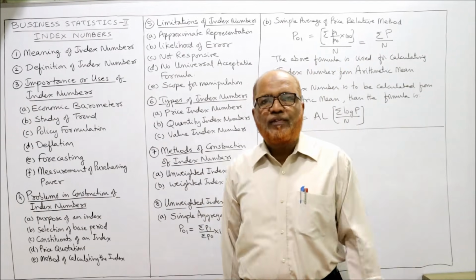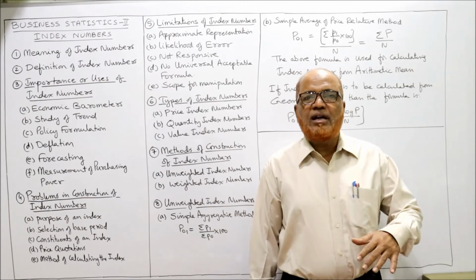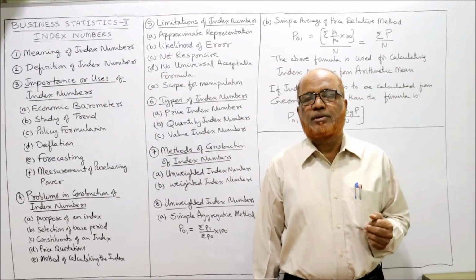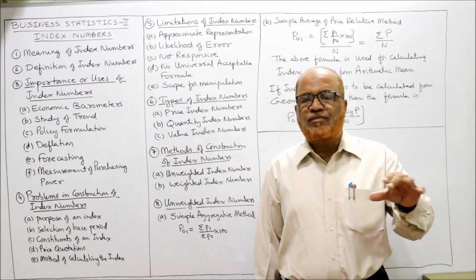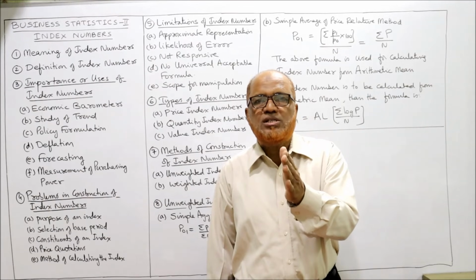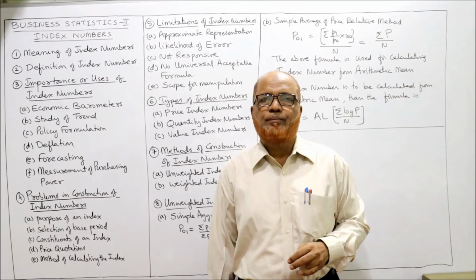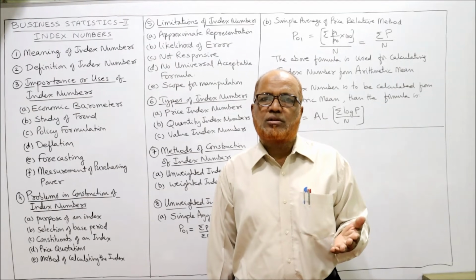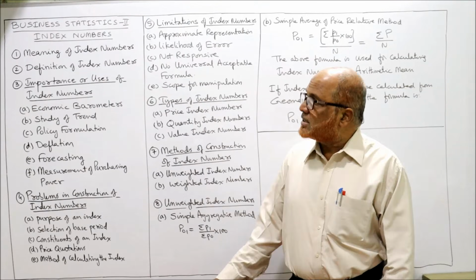Then the definition of index numbers. Different authors and different experts have given different definitions to the term index numbers. But the common point among all these definitions is that index numbers show the changes in a given phenomena from one period of time to another period of time. How the variables have changed, to find that out, we calculate index numbers.